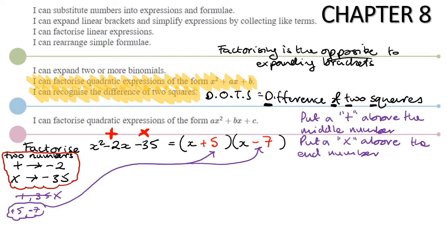Yeah, so plus sign above the middle number, times sign above the end number. Find your two numbers, put them in the brackets. Okay, here's another one. Let's try this.